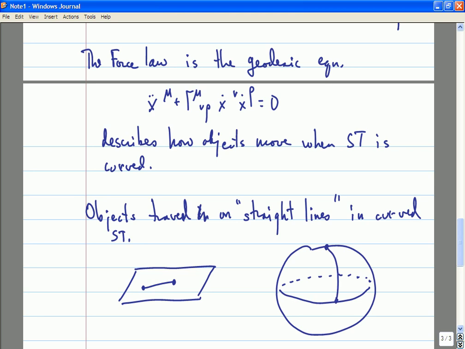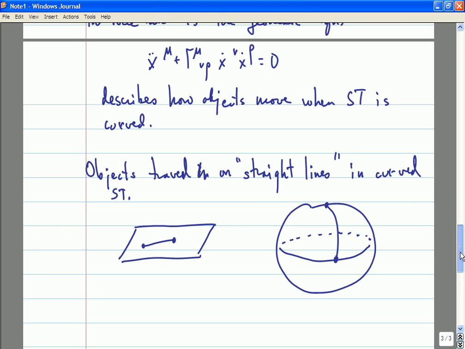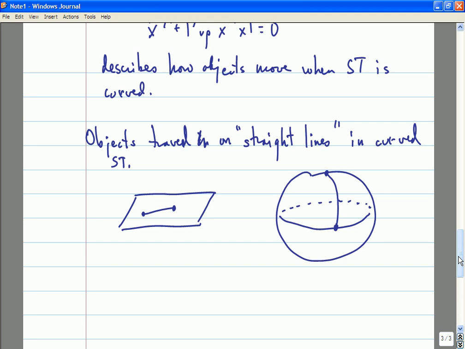And the truly remarkable thing about general relativity is that this notion that particles travel on lines which are as straight as possible but in a curved background completely characterizes classical gravity.